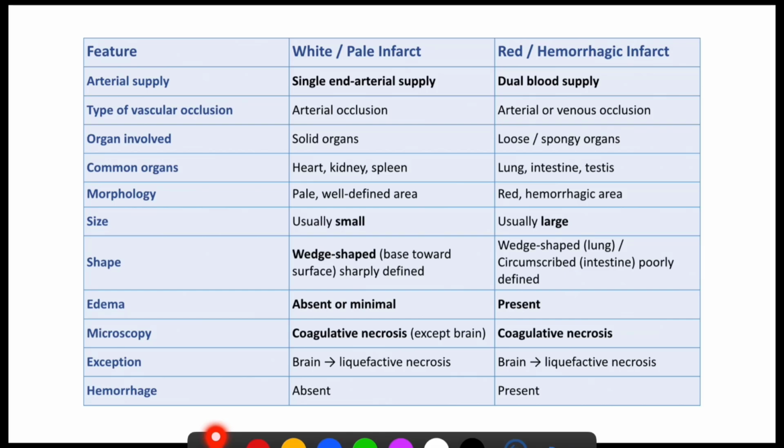As the name suggests, red hemorrhagic infarct is red in color. It is commonest where there is dual blood supply, so organs like lung, intestine, testes. Arterial or venous occlusion is there. Loose and spongy organs are mostly affected. It is generally poorly defined as compared to pale infarct, and it is again a type of coagulative necrosis.